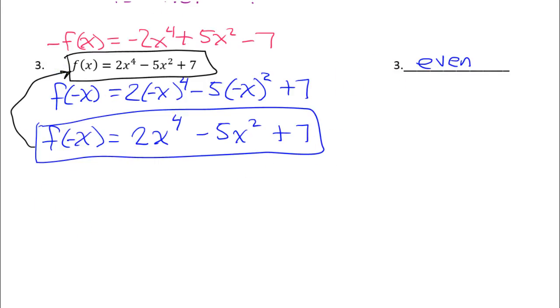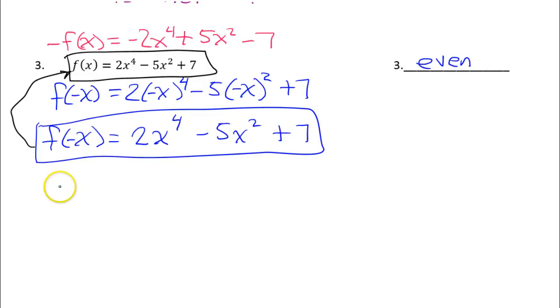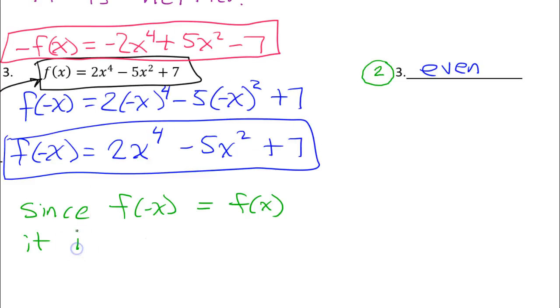So I'm going to say in my summary statement, since f of negative x equals f of x, it is even. And that's it for number 3, and that's the end of this video. See you on the next video.